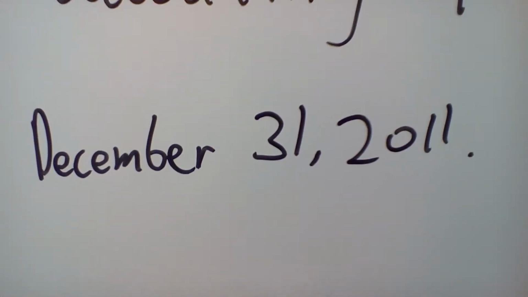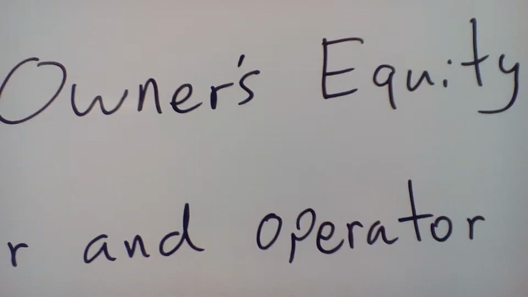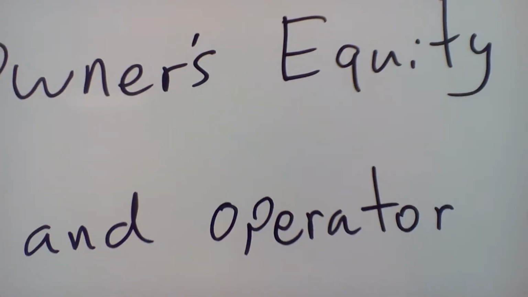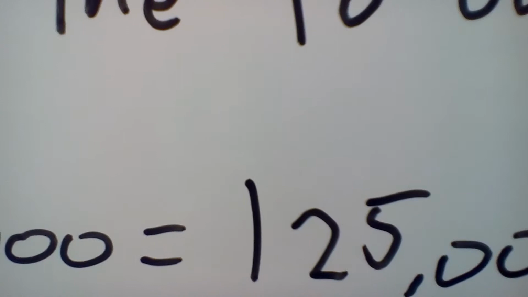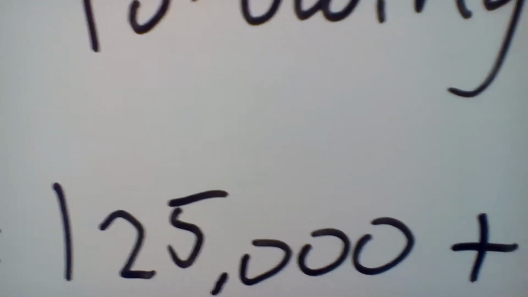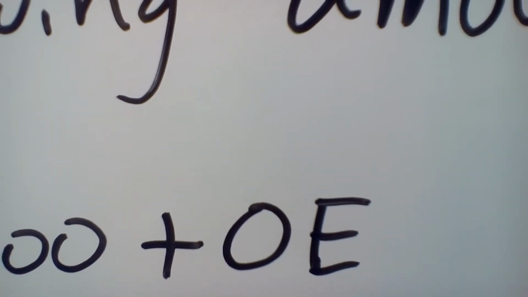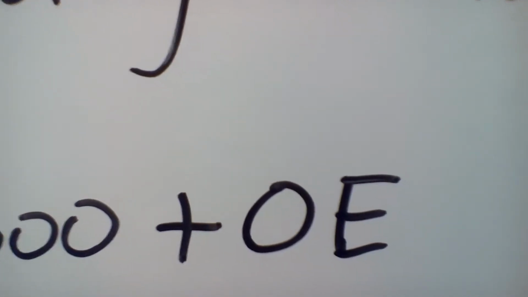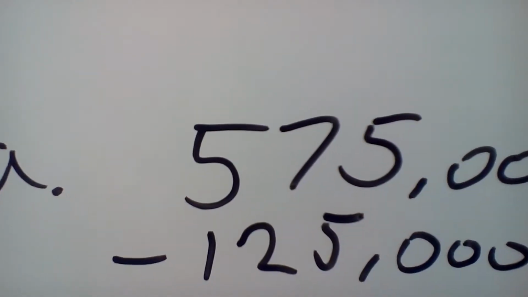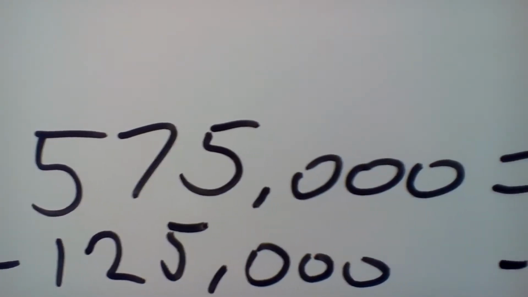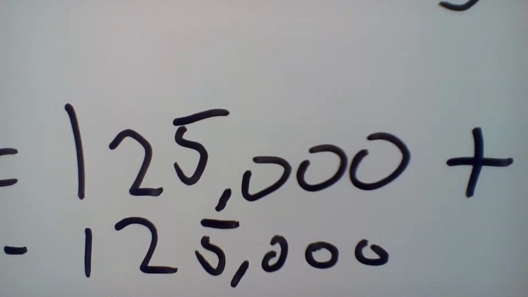Well, if we know that assets equals liabilities plus owner's equity, and they gave us the assets and the liabilities, this is how you set it up. You put the $575,000 on the left of the equal sign, the liabilities on the right, and then leave OE as your placeholder. So that in algebra, this would be like an X or a Y. You want to narrow it down, and so we subtract the $125,000 from both sides. Whatever you do to one side, you do to the other.